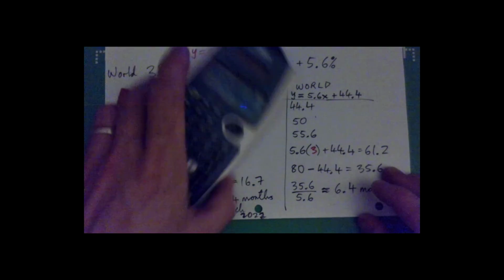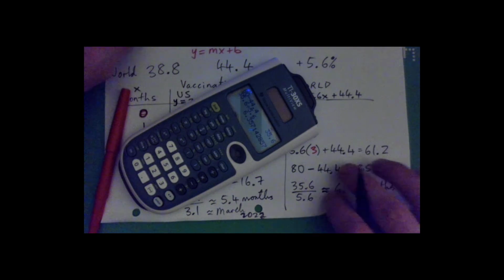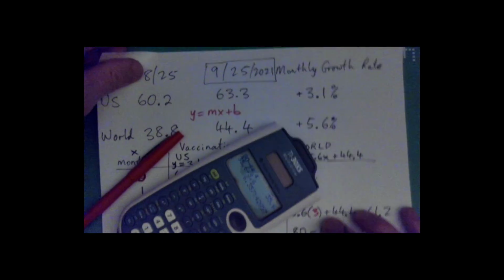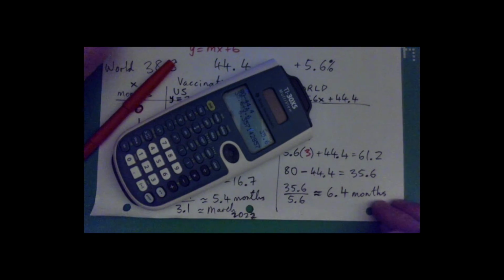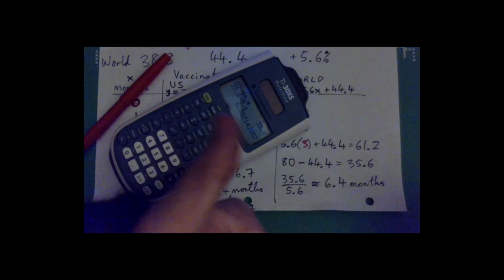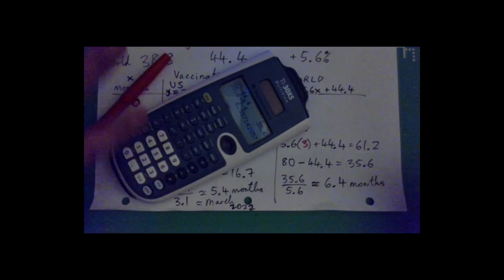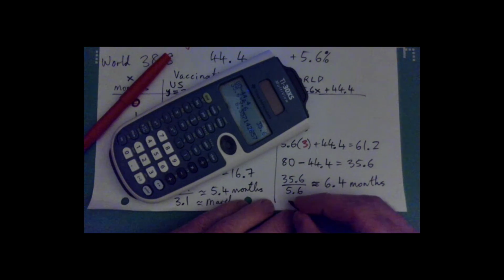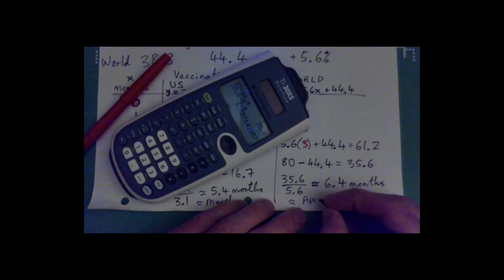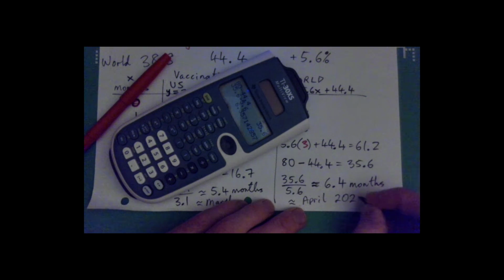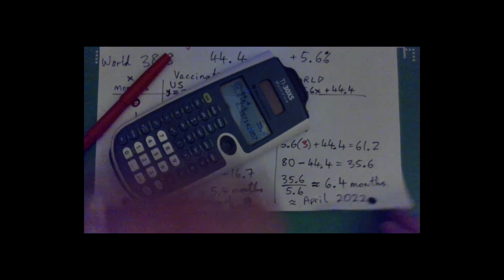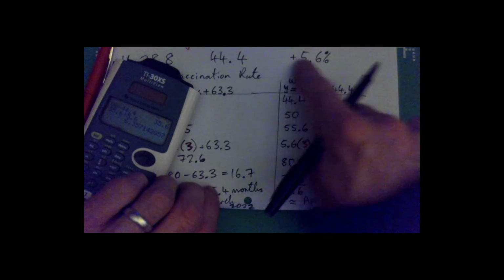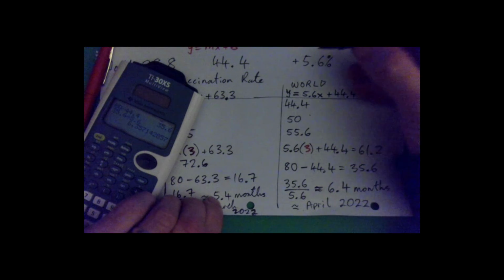Okay with that? So what that means is, we're doing this video at the end of September 2021. 6.4 months from now, that's going to be end of September, end of October, end of November, end of December, end of January, end of February, end of March. So the end of March is 6 months, and a little bit more. That gets us into April, right? So approximately April 2022.